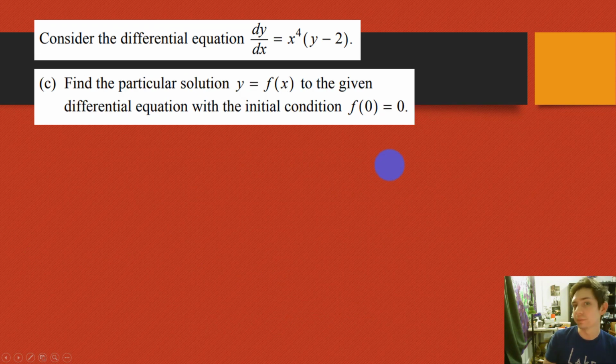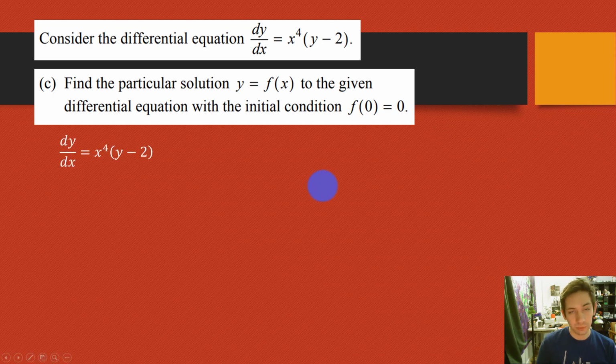Alright, this is the big one. Find the particular solution, y equals f of x, to the given differential equation with the initial condition f of 0 equals 0. And again, the calculus here isn't the hard part. It's all of the pre-calculus algebra 2 steps that we're going to get stuck on. There's a lot going on in this.